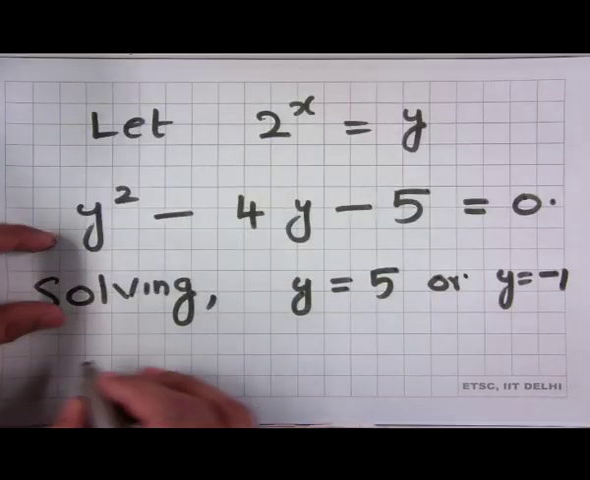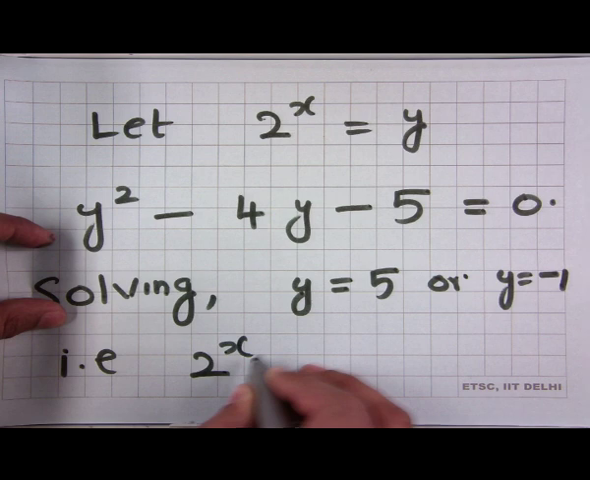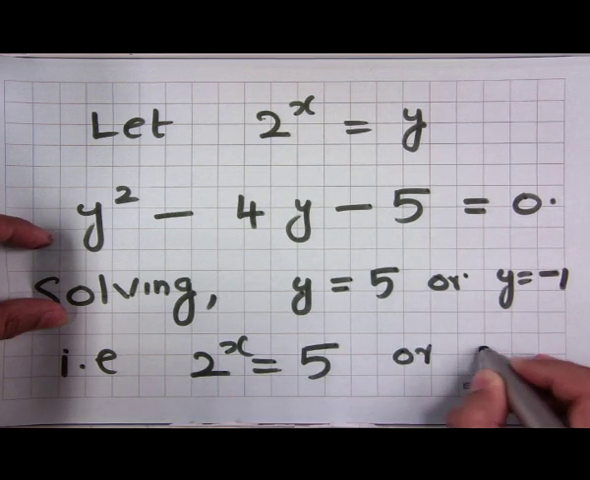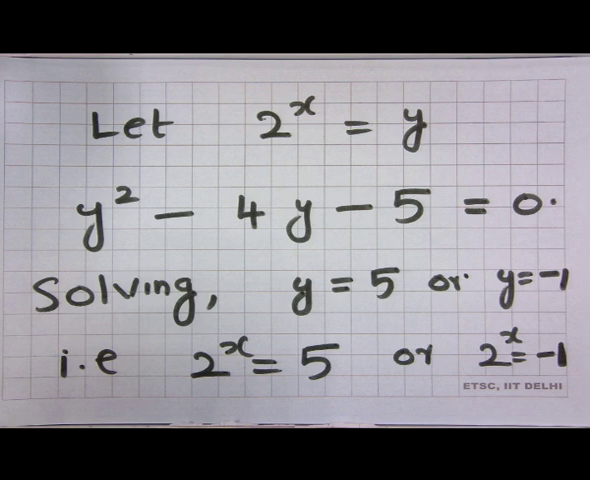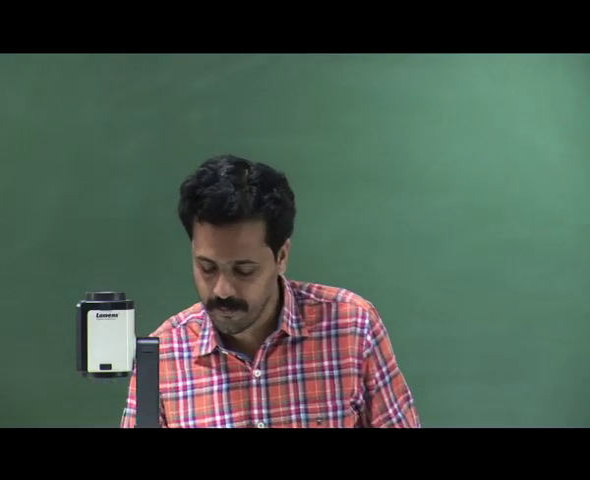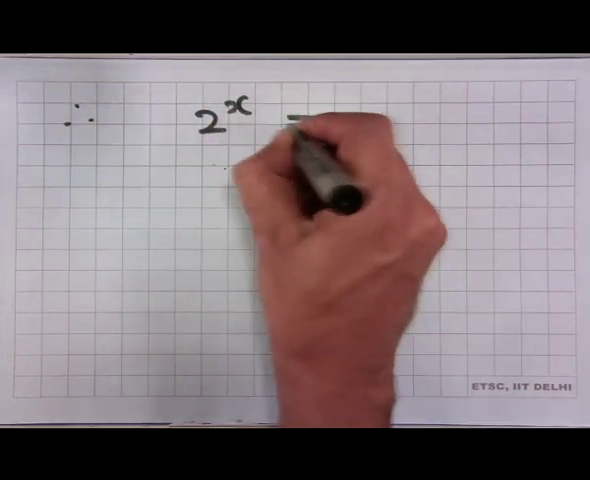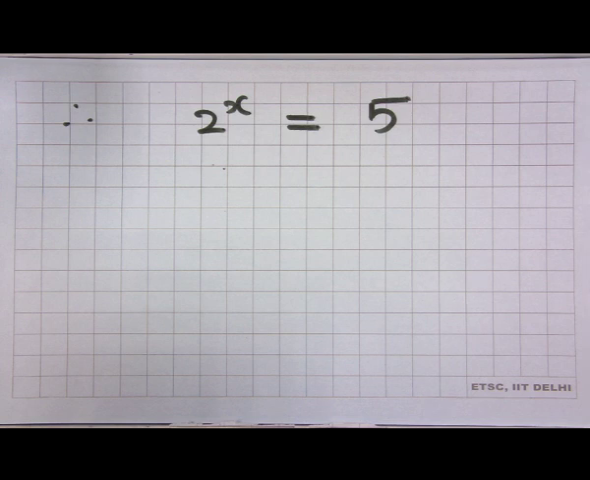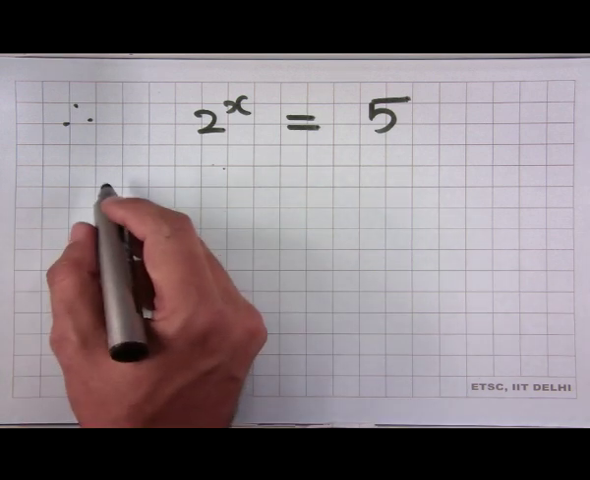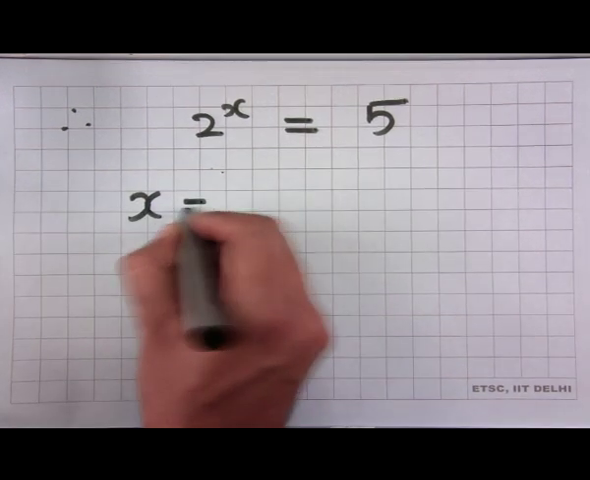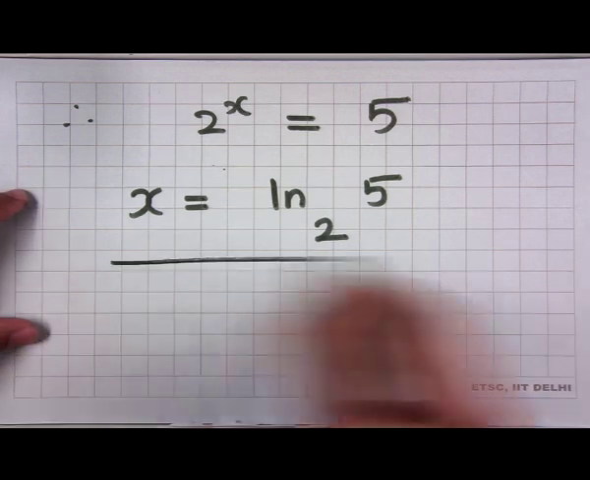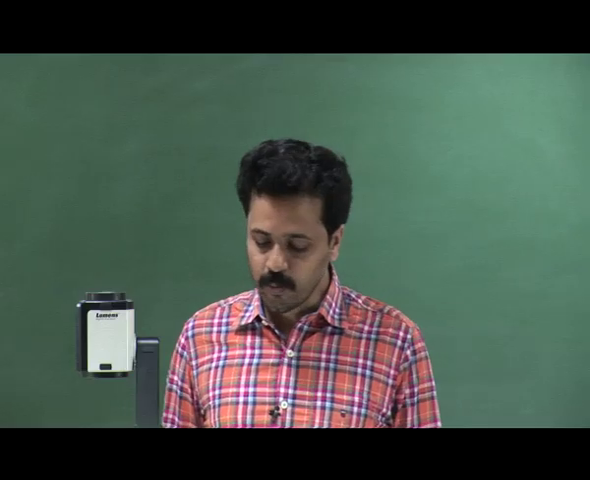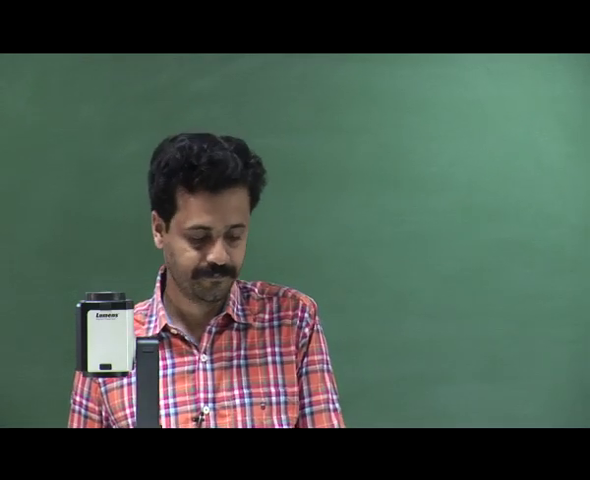Substituting y equal to 2 power x, this reduces to 2 power x equal to 5 or 2 power x equal to minus 1. For a real x, note that 2 power x cannot be minus 1. Therefore, 2 power x will be equal to 5. Recalling the definition of logarithm, this is the same as saying x equal to logarithm of 5 to the base 2. Let us conclude with this problem. Thank you.